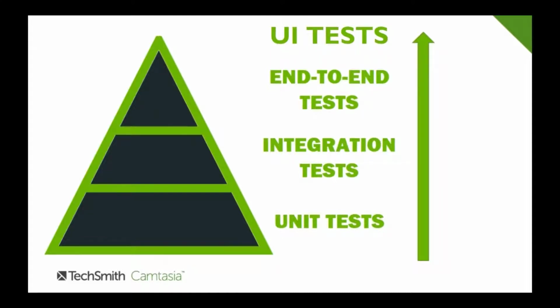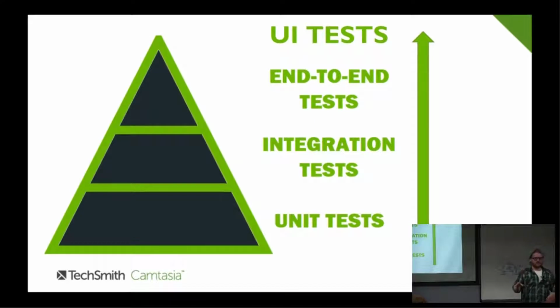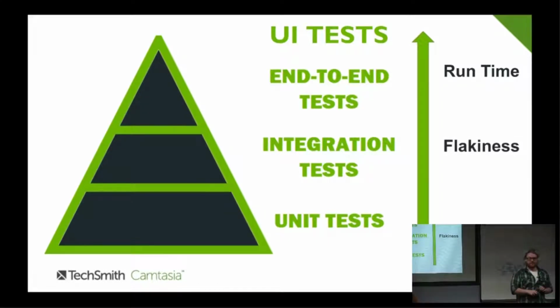It's a pyramid because the bottom is the biggest part, because you want to have a lot of unit tests since they run very quickly and only cover a small part of your code. A little fewer integration tests, and the smallest amount of UI tests, because as you go up the test pyramid, runtime increases. You can run a lot of unit tests in the same amount of time you could run a single automated UI test. As you go up, flakiness also increases.